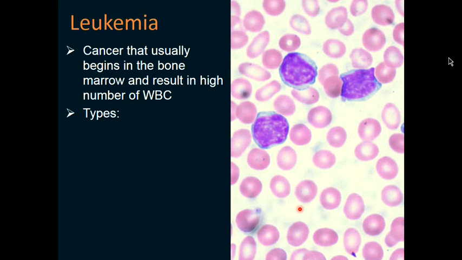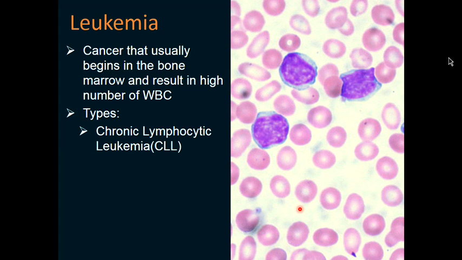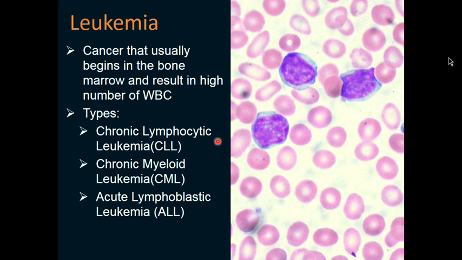Leukemia is a cancer that usually starts in bone marrow and results in a high number of white blood cells in your blood system. There are 4 major types, such as chronic lymphocytic leukemia, chronic myeloid leukemia, acute lymphoblastic leukemia, and acute myeloid leukemia. In our presentation, we're going to focus on chronic lymphocytic leukemia.